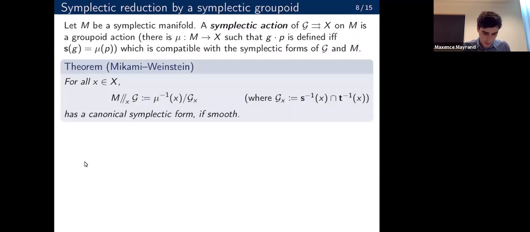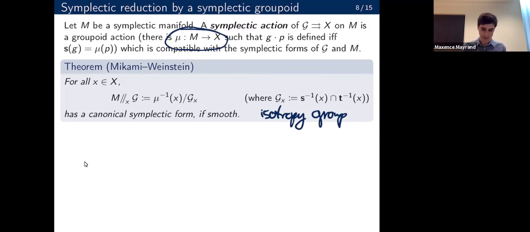Then Mikami-Weinstein generalized usual symplectic reduction to this situation. If you pick any point X in the base space of this groupoid, and take the fiber of mu at this point, where mu is the generalization of the moment map, and quotient it by the isotropy group, which is the intersection of the source and target fibers, this has a canonical symplectic form if it is smooth.